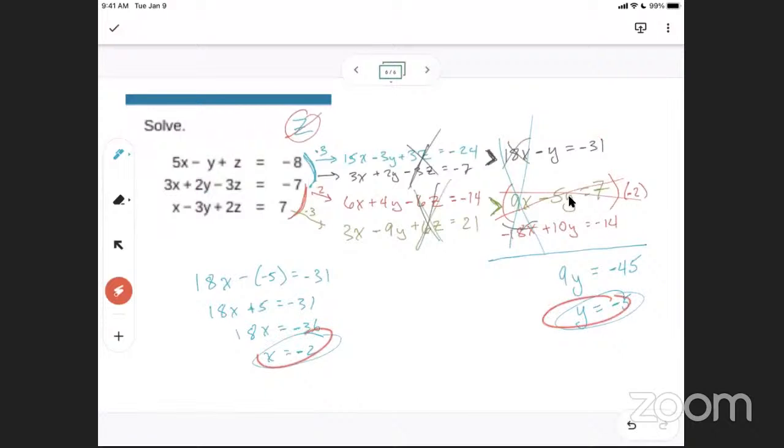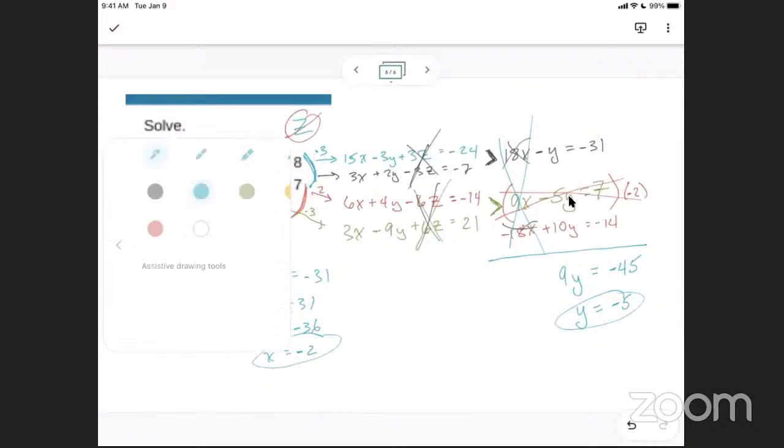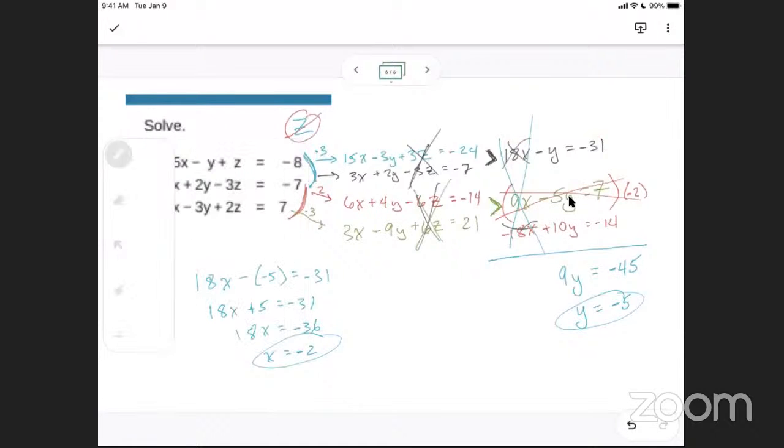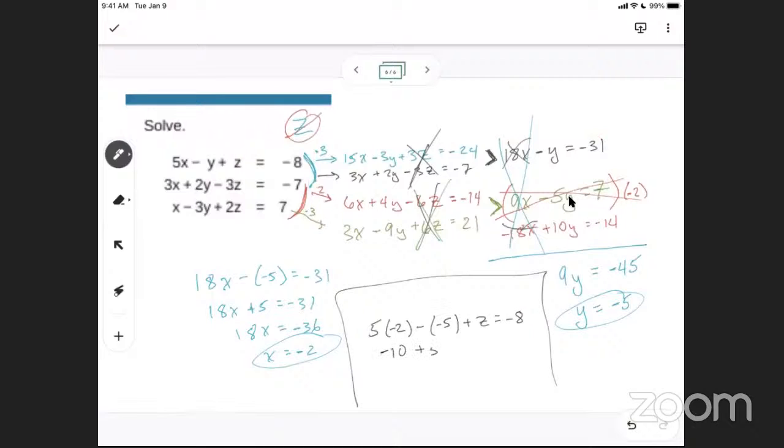Take that and plug it into one of these. Doesn't matter which one. Let's use the top one. So it's 5x minus y plus z equals negative 8. What am I plugging in for x? Negative 2. What am I plugging in for y? Negative 5. Negative 10 plus 5 plus z equals negative 8. That means negative 5 plus z equals negative 8. That means z equals negative 3.